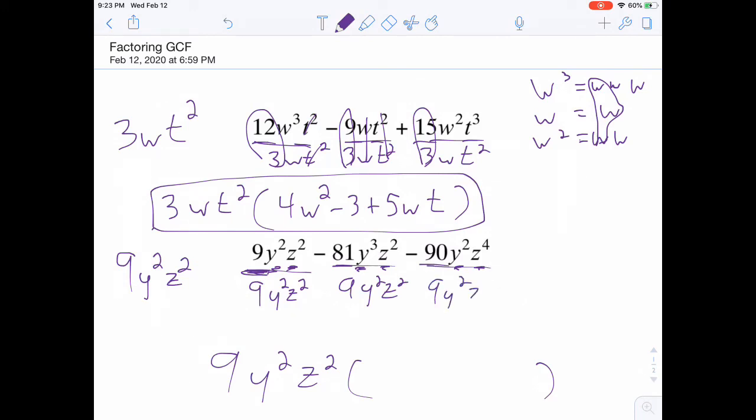9y squared z squared. Numbers act normal. 9 divided by 9 is 1. Y squared over y squared divides out. Z squared over z squared divides out. Minus 81 divided by 9 is 9. Y cubed over y squared is y. And z's divide out. Minus 90 divided by 9 is 10. Y's divide out, and I'm left with z squared.